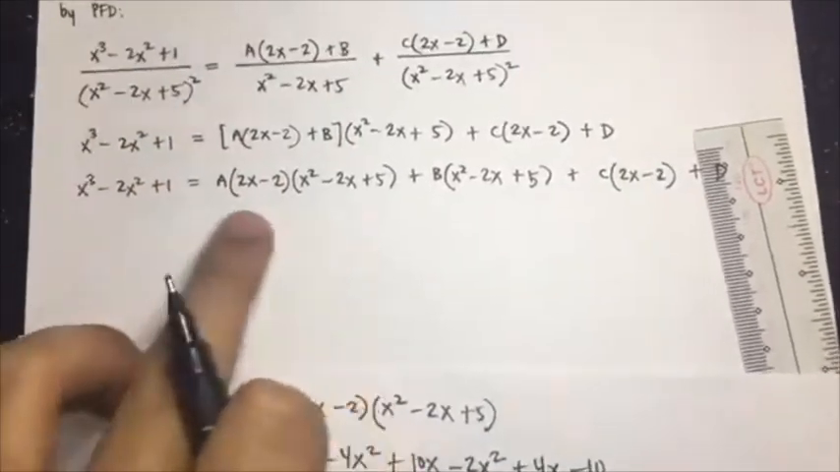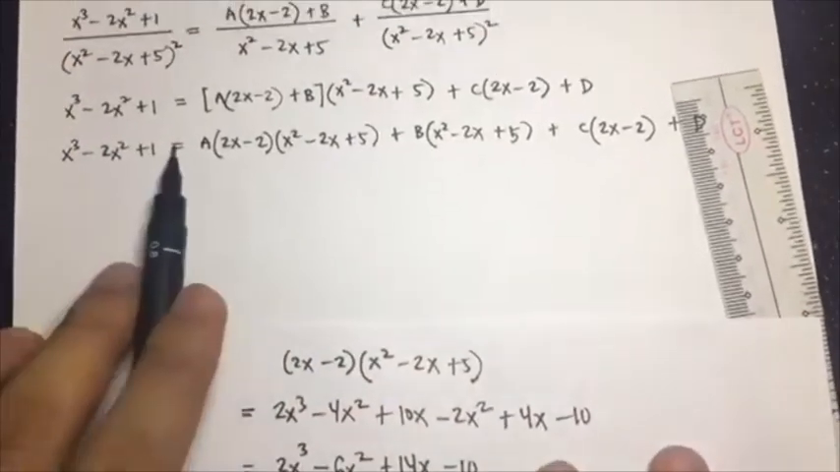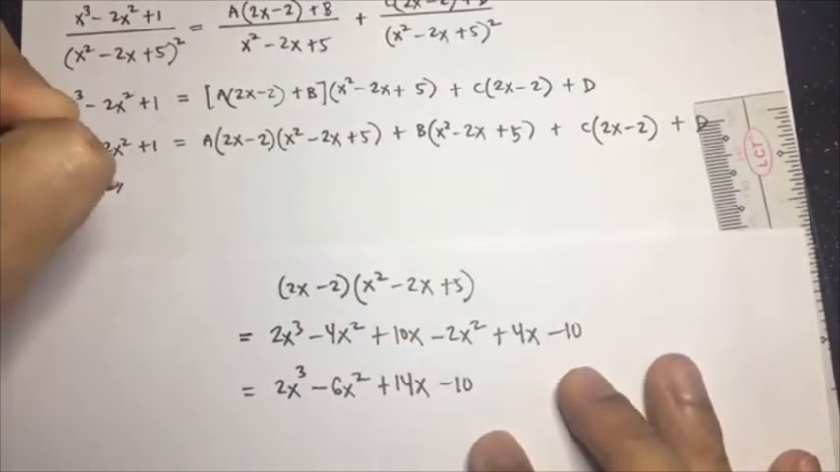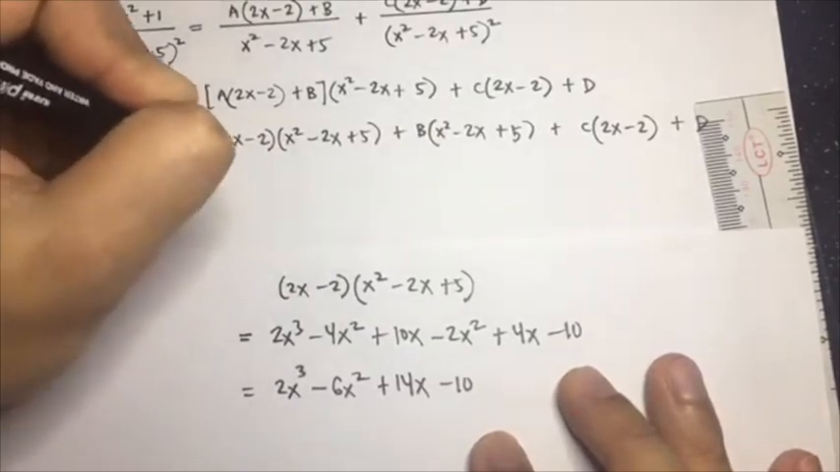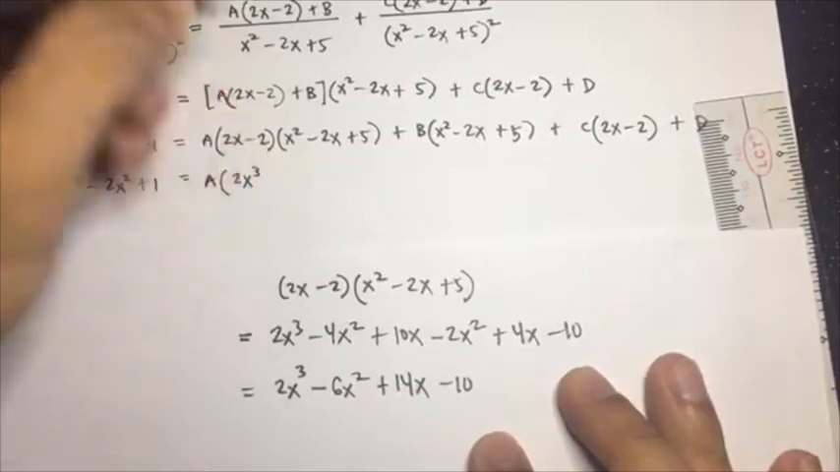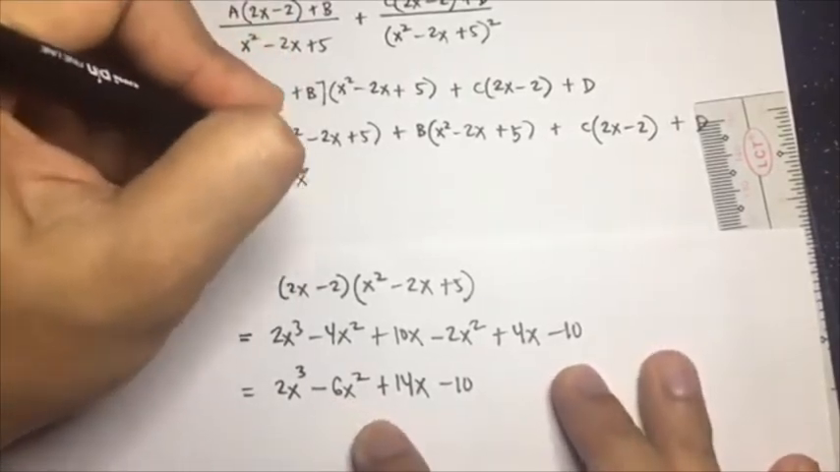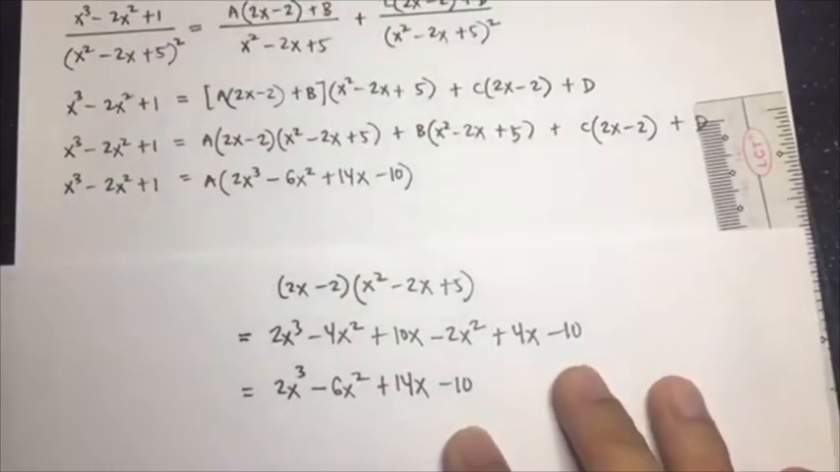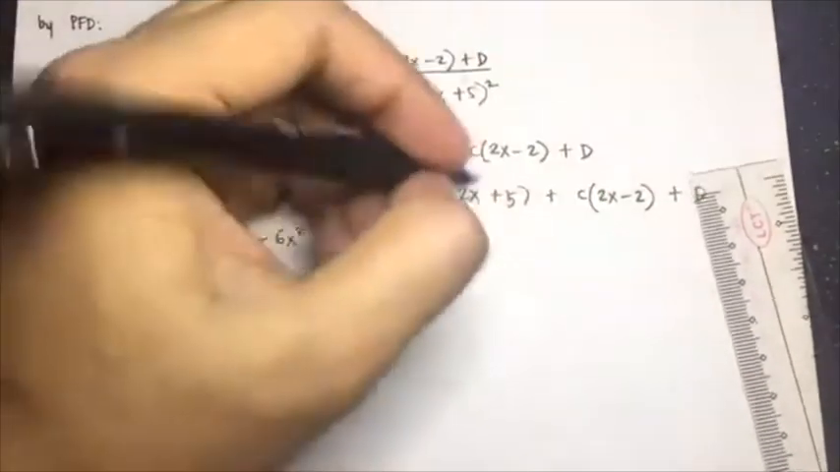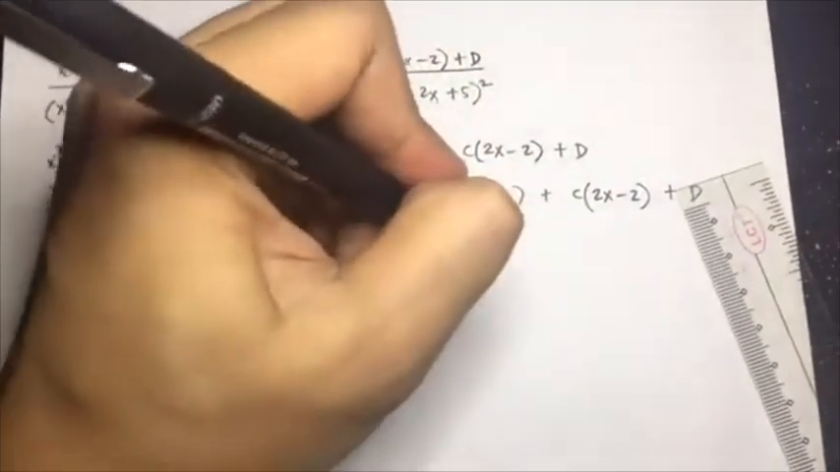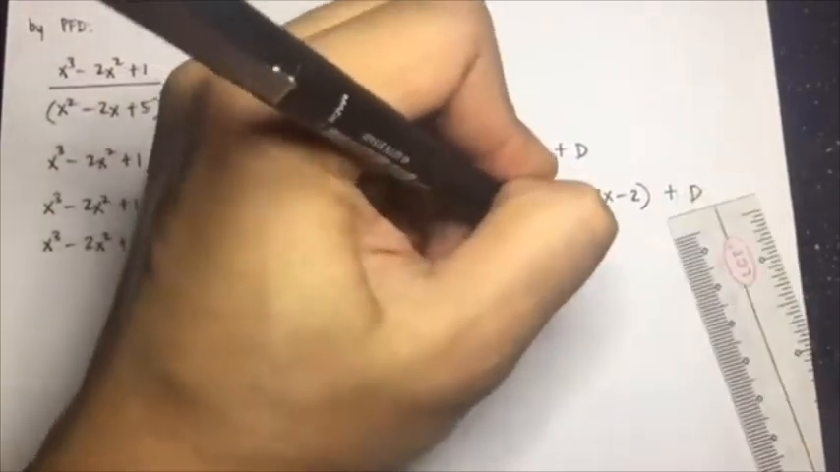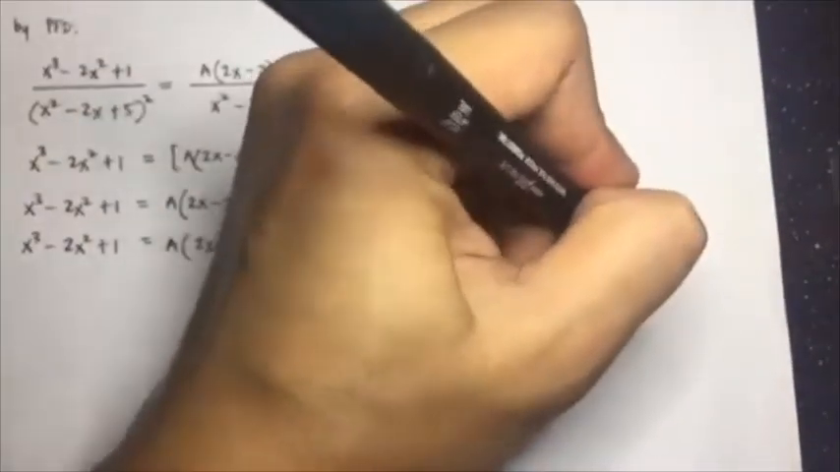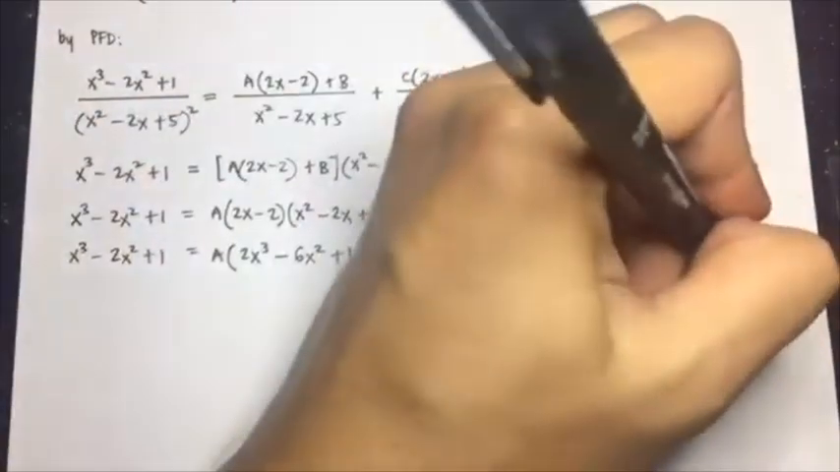Rewriting, x cubed minus 2x squared plus 1 is equal to a times 2x cubed minus 6x squared plus 14x minus 10, plus b times x squared minus 2x plus 5, plus c times 2x minus 2, and then plus d.